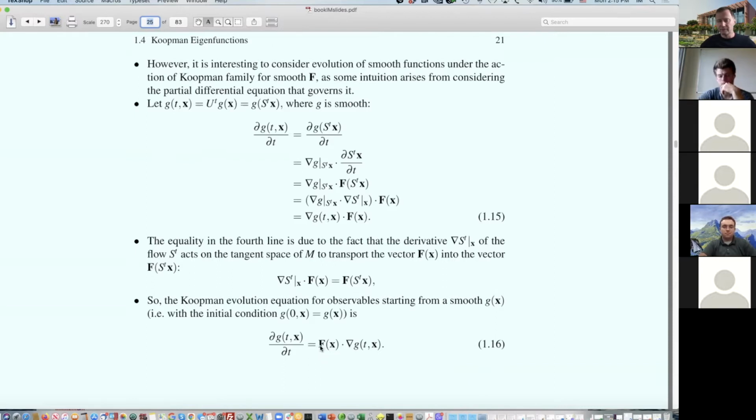Yeah. So what that means is you look at point x, draw something. You look at point x here.